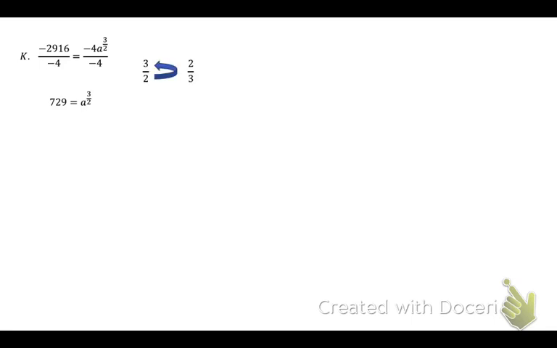Flip that fraction. It's not an even, so we don't have to worry about plus or minus. And you get 2/3. So you get 729 to the 2/3 power equals a to the 3/2 power raised to the 2/3 power, which means that a equals 81. We can check that, and you do get negative 2,916.